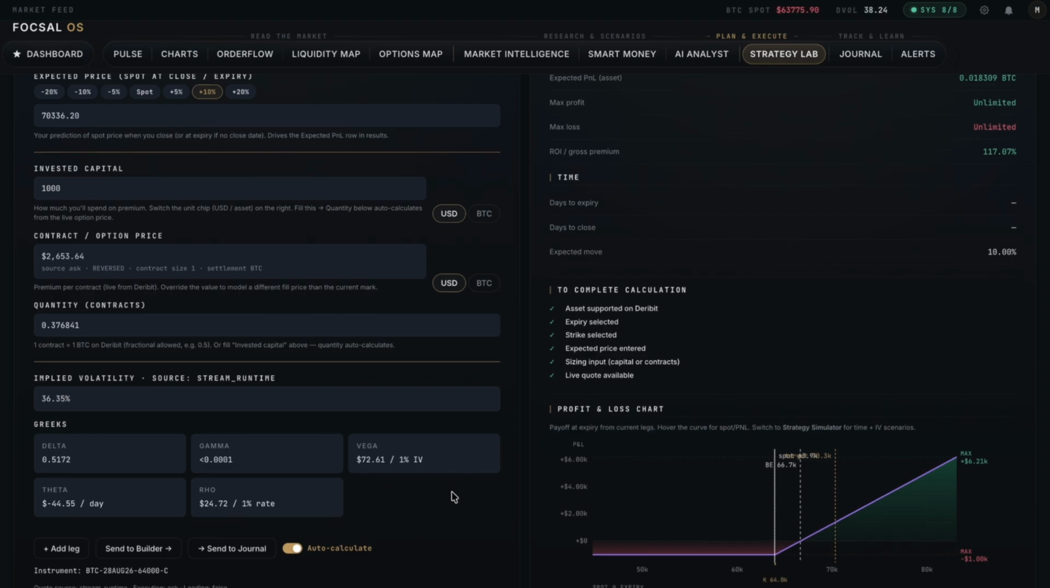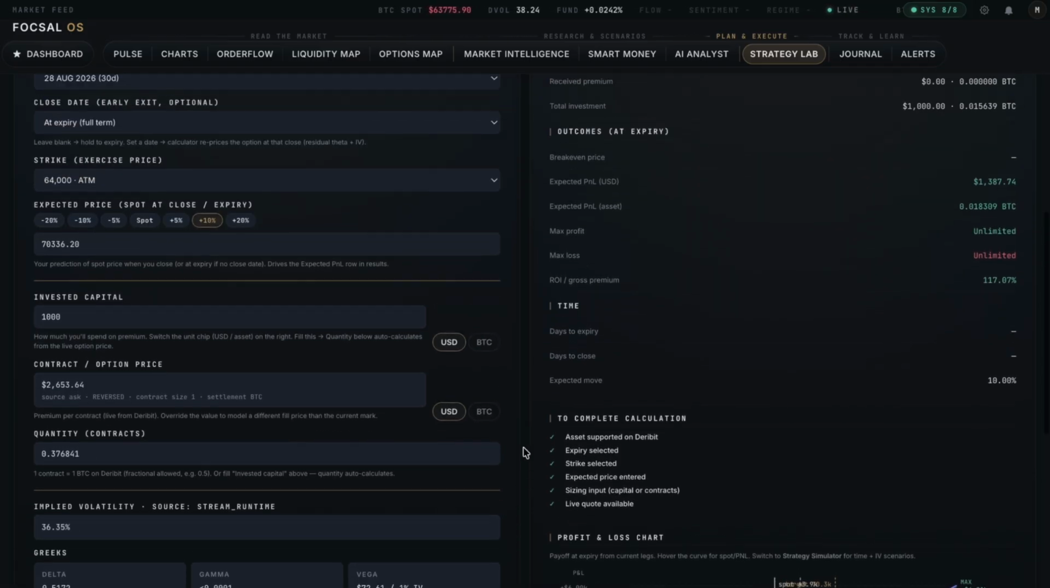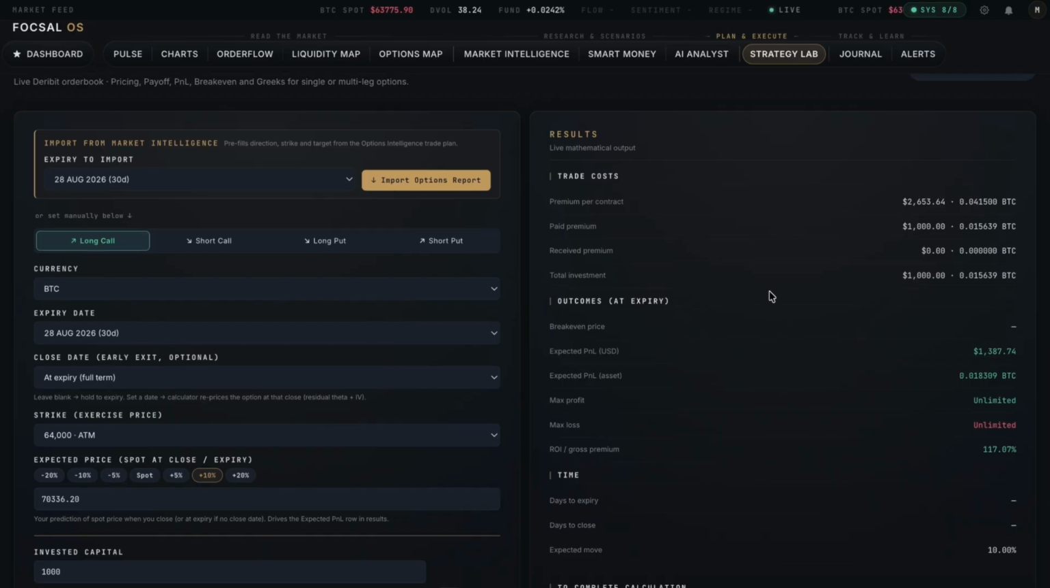And straight away, something practical. Look at theta and compare it against the premium. If theta is 1% of the premium per day, that means time alone costs me 1% every 24 hours. The market has to move faster than that for me to break even at all.